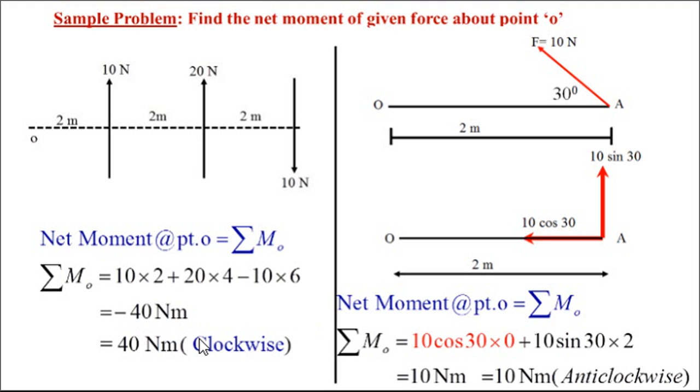So here I have made one mistake. Please correct it. It must be plus 40, 40 Newton meter, and it indicates the moment is acting anti-clockwise, not clockwise. Make this correction. If it is positive, it must be anti-clockwise. If it is negative, it must be clockwise.